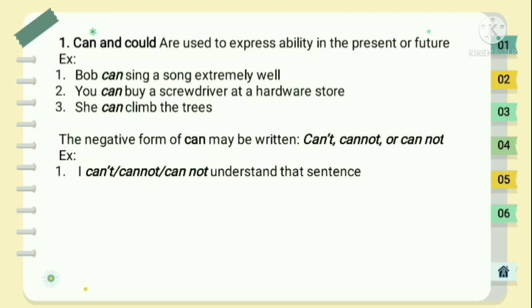For example, like number 1, I can't or cannot understand that sentence. The past form of can is could.